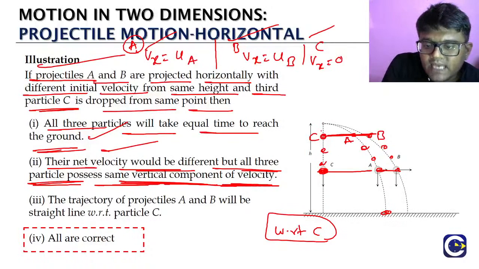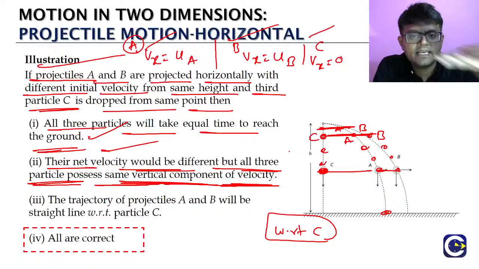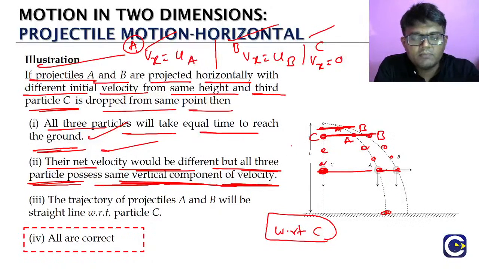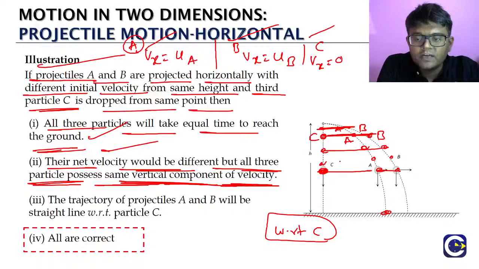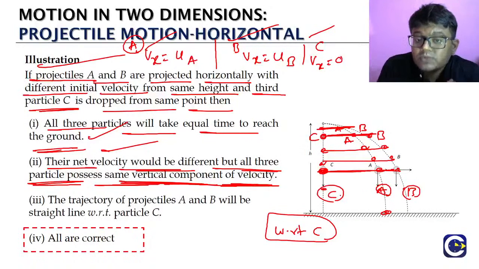But what is the observation? Initially, they are all at the same point. After some time, A is moving a little bit farther on the same horizontal line. A, B, C all are on the same horizontal line. A and B are moving a little bit farther. After some time, they are moving even farther. So what do you see? The trajectory of the particle A and particle B with respect to C.